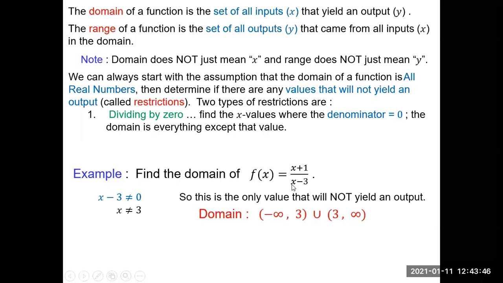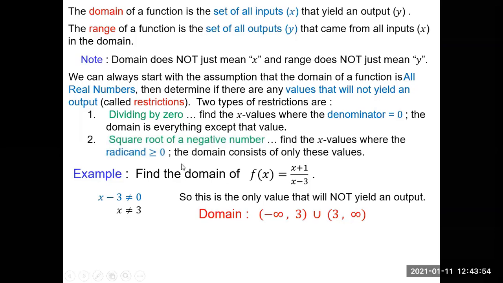So we start by thinking I can virtually plug in almost anything. The one problem is that I can't divide by 0. There's a second type of restriction as well, which is taking the square root of a negative number. It makes no sense. We know that the square root of 9 is equal to 3 because 3 times itself gives me 9. But it doesn't make sense to take the square root of negative 9 because nothing can multiply by itself to give that negative number.